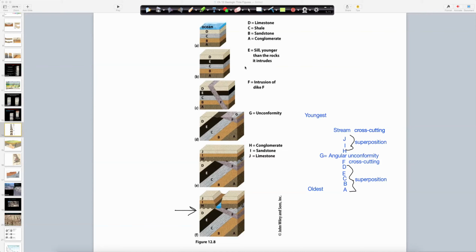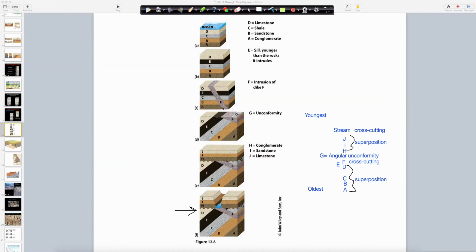Oh, sorry, I didn't look up here. E is a sill. So I put it in here, let's see. E is actually younger. So I'm going to move E. See, this is why reading helps. So we're going to move E. E is actually younger than D, but older than F because it's being cut by F. Remember, a sill is an igneous intrusion, so it has to cut into it.